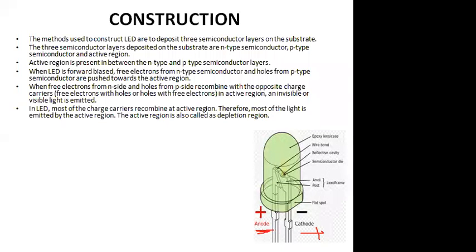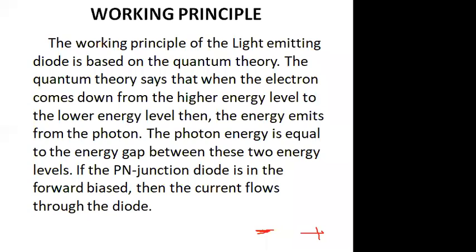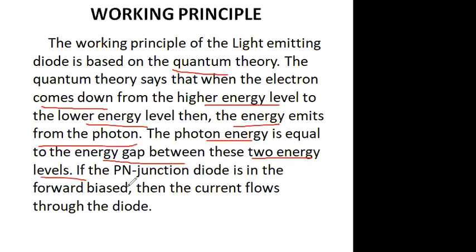Now the working principle, how an LED works. The working principle of an LED is based on quantum theory. What is quantum theory? Quantum theory says that when an electron comes down from a higher energy level to a lower energy level, some energy is emitted as a photon. The photon energy is equal to the energy gap between these two energy levels. If the PN junction diode is forward biased, then current flows through the diode. So the working principle is very simple.